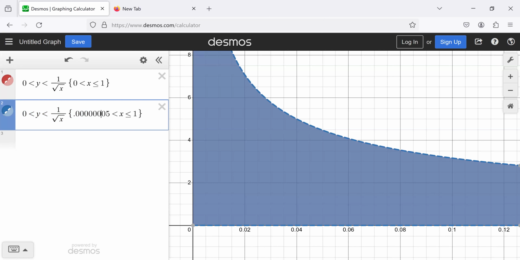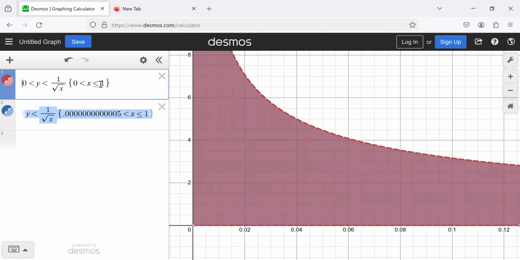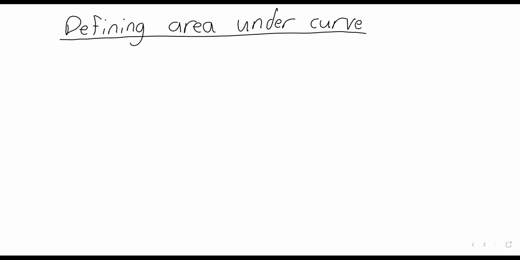And as this lower limit gets smaller and smaller, this area, which we can find, ought to be getting closer and closer to this area, which we want to find. So let's try to formalize that.